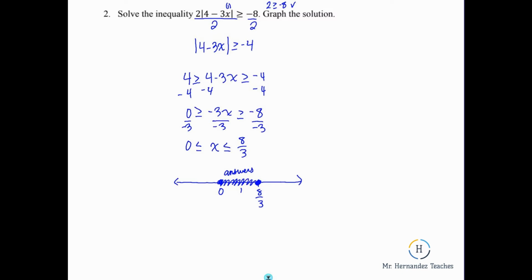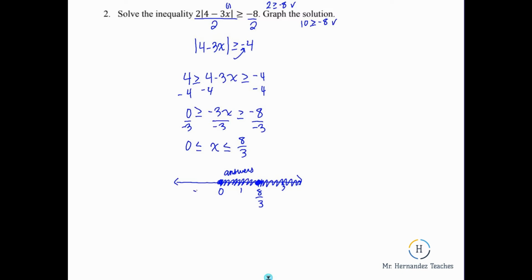Now let's choose something outside of this range. So let's choose like 3. So 4 minus 9, that gets me negative 5. And then the absolute value of negative 5, that gets me 5. So I get 2 times 5. That gets me 10. Is 10 greater than or equal to negative 8? Well, that's also true. So I also have this region over here. It keeps going over here. And this is what happens when you get the inequality and the negative values on the other side. You're going to have to check all these parts.